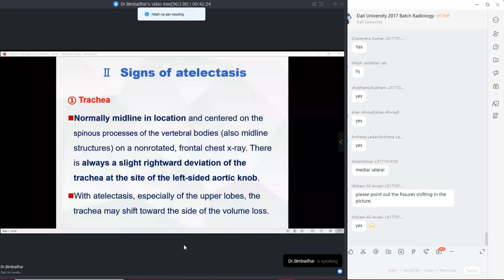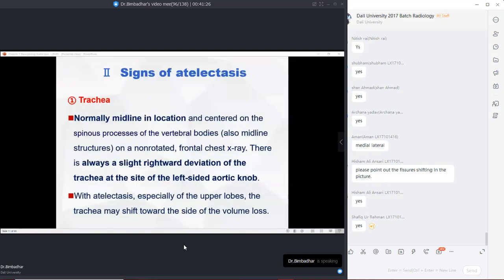First, apply your silhouette sign. Then look for the opacity where it is present. Recognize the anatomical structure where the opacity is present. Then look for the influenced mobile structures. Influenced mobile structures means the trachea and the structures of the mediastinum. Third, look for the displacement of the influenced structures. Apply these three steps and you will find out if there is a lobar atelectasis or if it is a pneumonia.